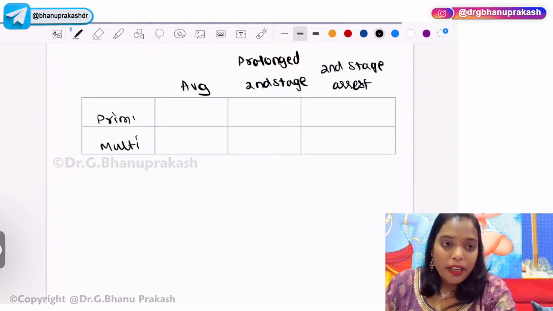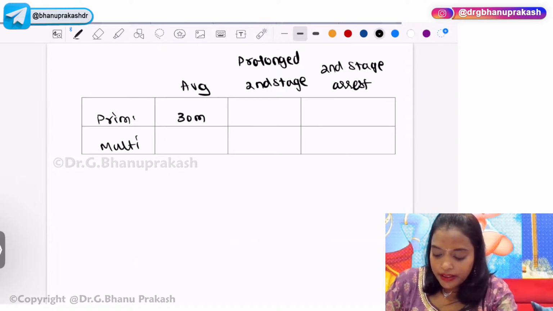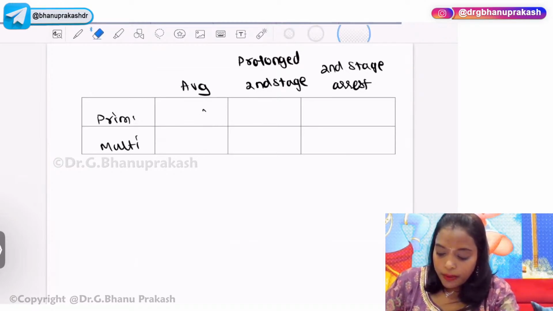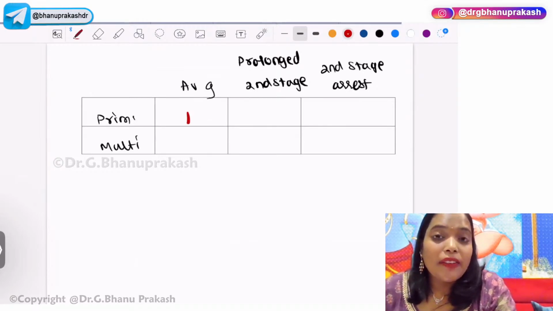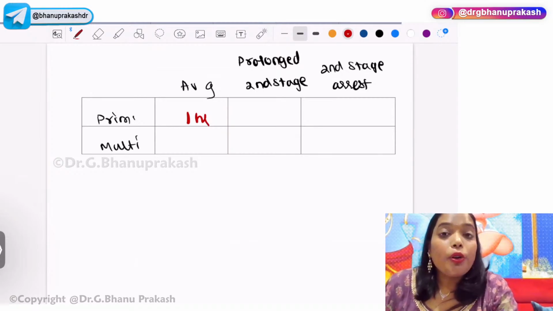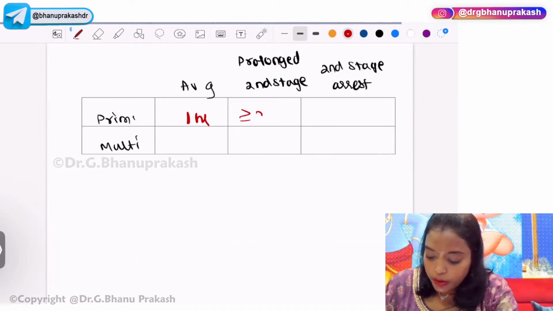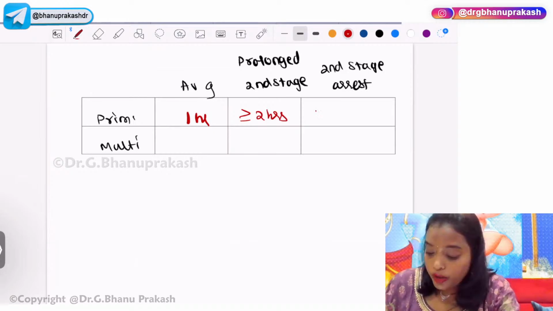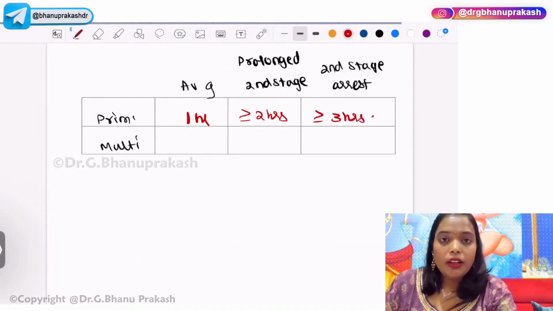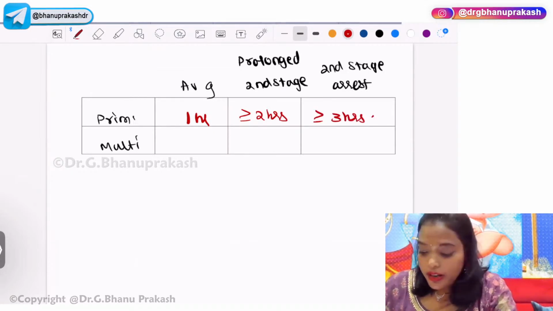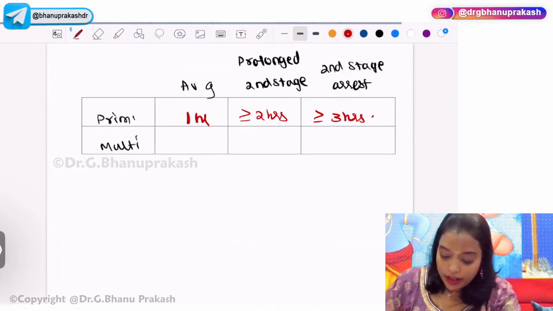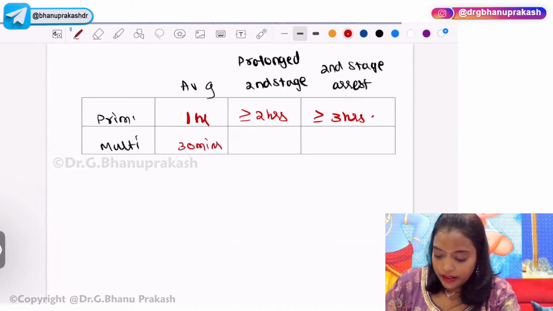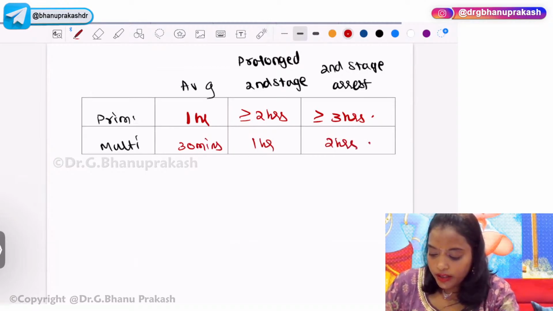Primary, on an average, takes 1 hour. You can remember the numbers as 1, 2, 3. Prolonged second stage is more than or equal to 2 hours. Second stage arrest is more than or equal to 3 hours. Multi will take everything less: 30 minutes, 1 hour, 2 hours.